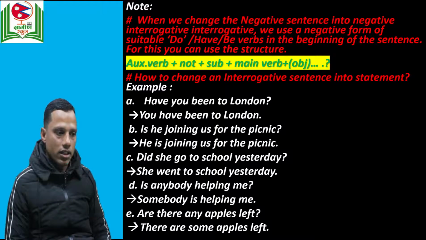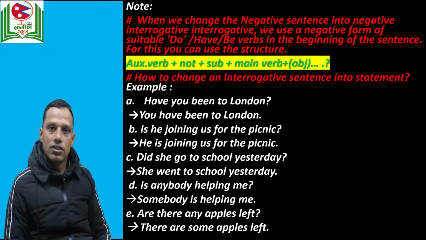For this, let's see the structure. You can follow this structure when we change a negative sentence into negative interrogative. First we use the auxiliary verb in negative form, plus not. You can simply add the contracted form of not, n apostrophe t. Auxiliary verb in its negative form plus subject plus main verb, then object, but it is optional. Sometimes we may have an object in the sentence and sometimes we may not. So if you follow this, you can easily change a negative sentence into negative interrogative.